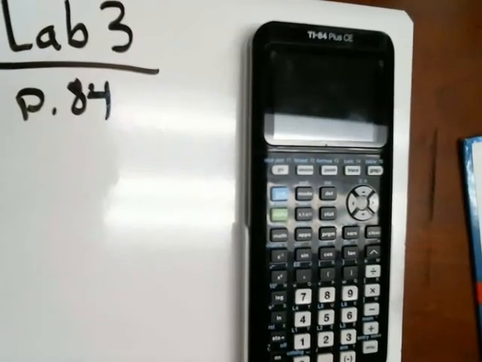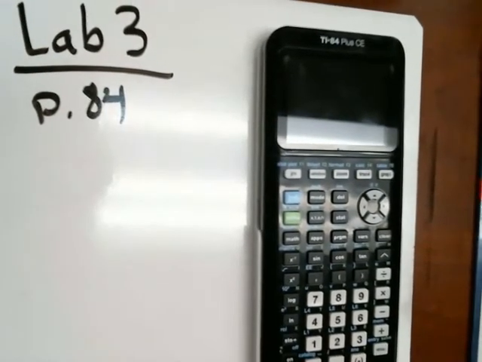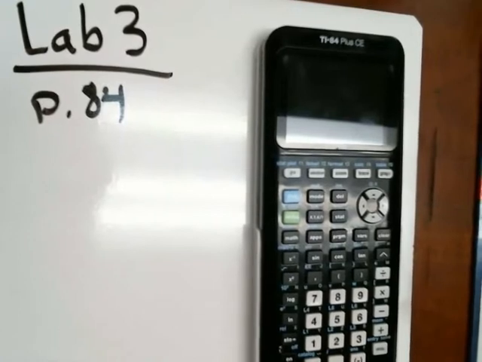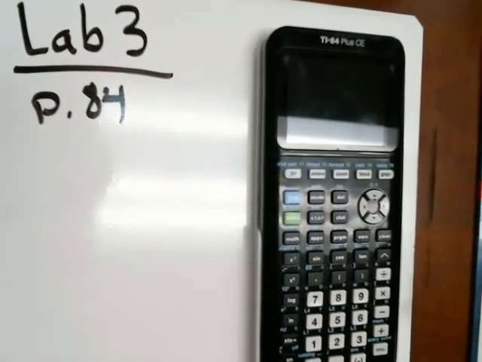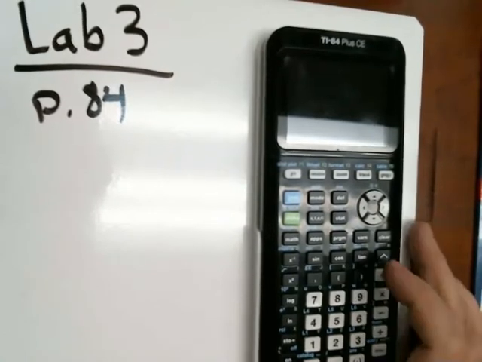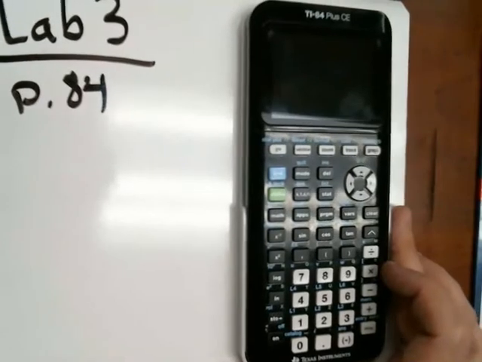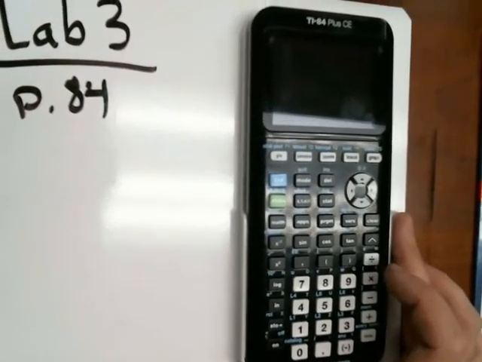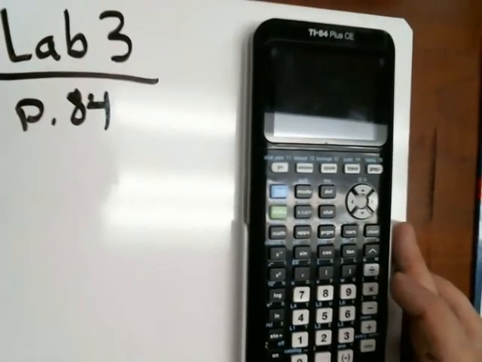Hi there. This is a tutorial for Lab 3 in Algebra 2, page 84 and 85. So you're going to want to get your book and your calculator out because this lab is about how to use your calculator to find various important points on a graph. We're going to do some simple ones like lines. We're going to do some more complicated ones like parabolas in order to demonstrate what buttons you want to push in order to find the data that you want.